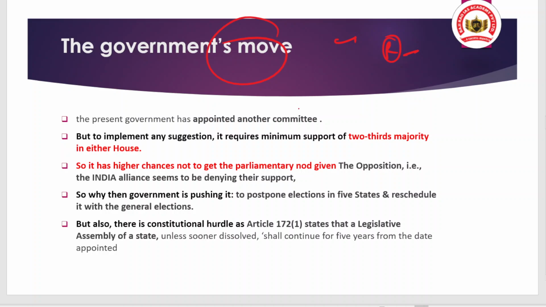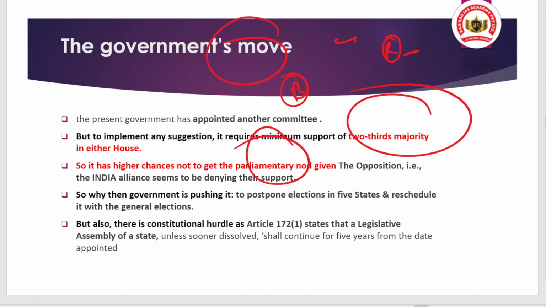Okay, and via special majority, meaning it requires minimum support of a 2/3 majority in either house. But currently, if we talk about the government's strength in the house, that does not comprise the 2/3 majority. Okay, so there is a higher chance that in the Parliament, either in the Lok Sabha or in the Rajya Sabha, that proposal may not get approved, because the India Alliance seems to be denying their support regarding this matter.